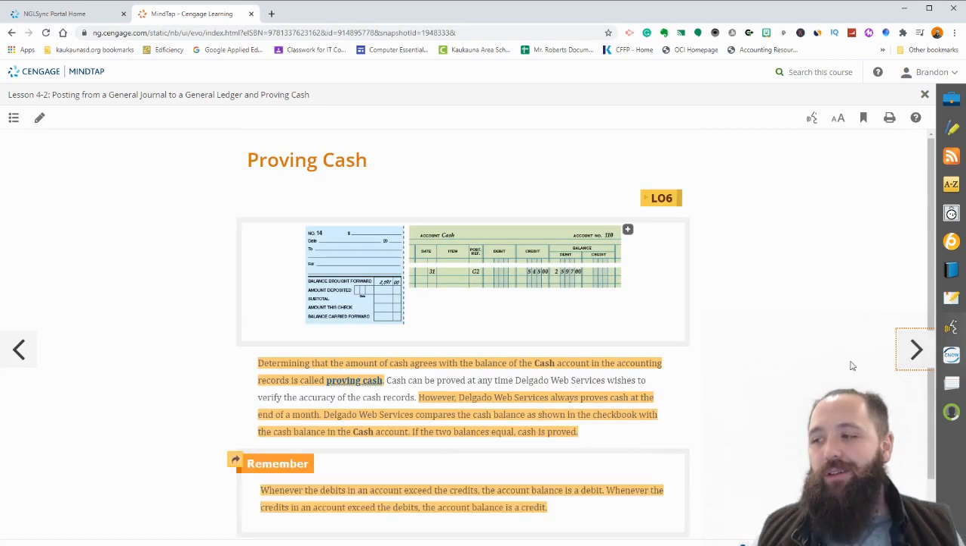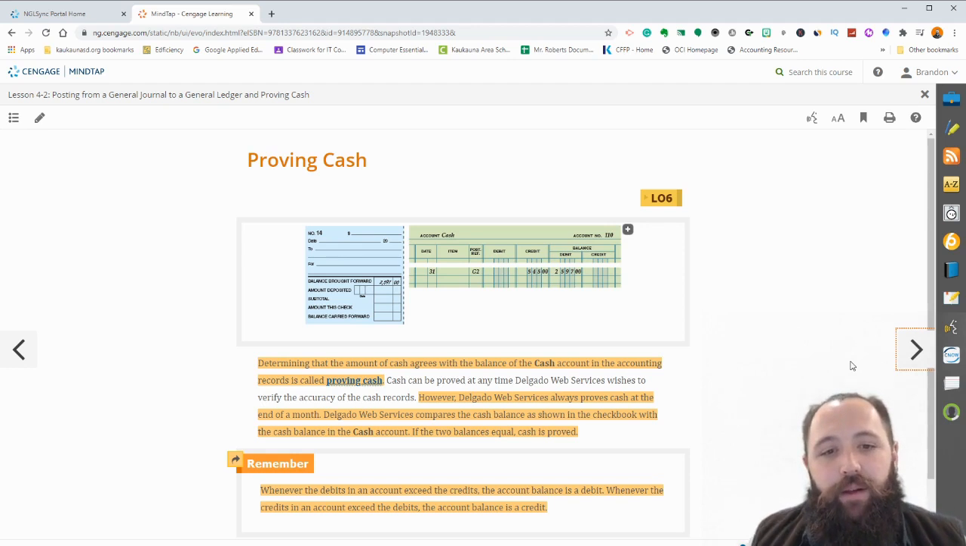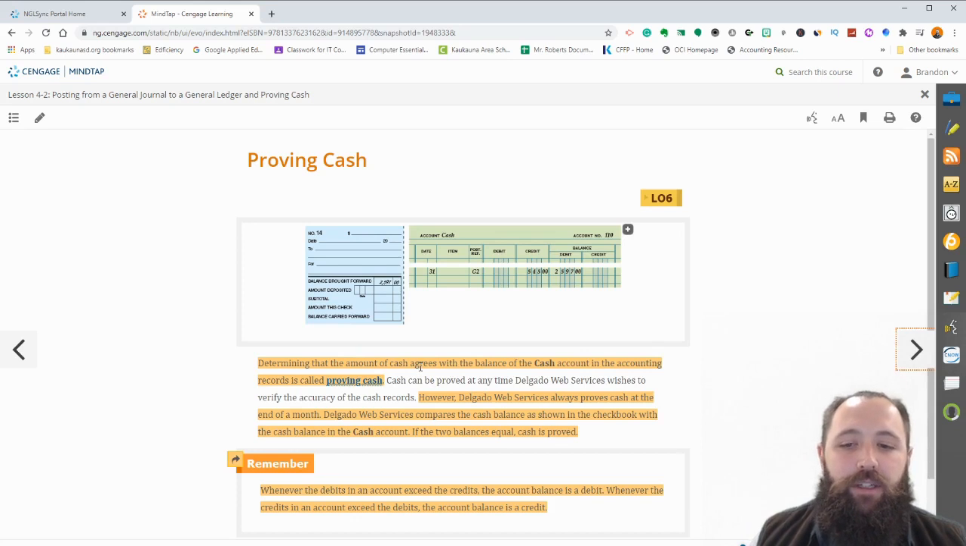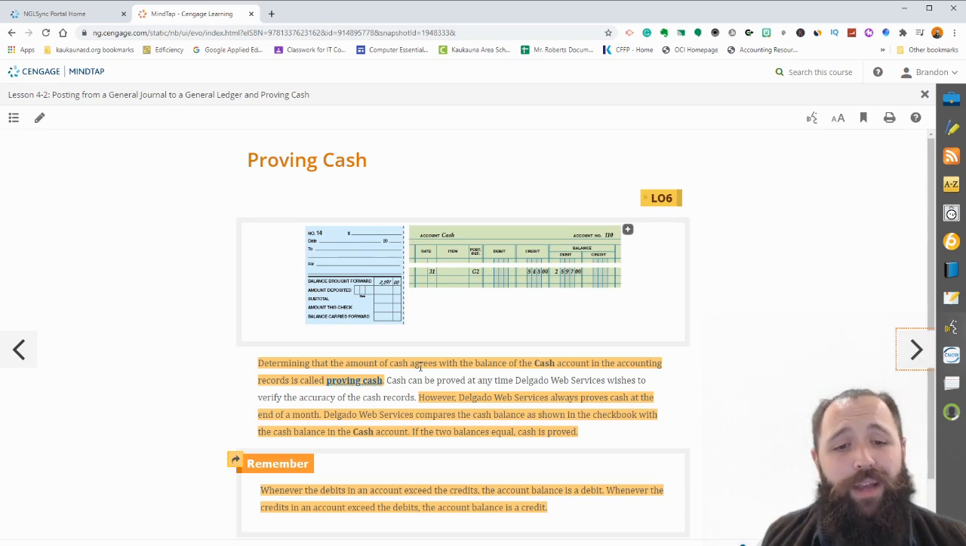So the last thing that we're going to look at is proving cash, and this is more so just in theory right now. But it says determining that the amount of cash agrees with the balance of cash in the accounting records is called proving cash. So, you know, cash is one of those things that can get lost, it can move around. We always want to be able to prove cash, which just shows what we have on the books is what we actually have.